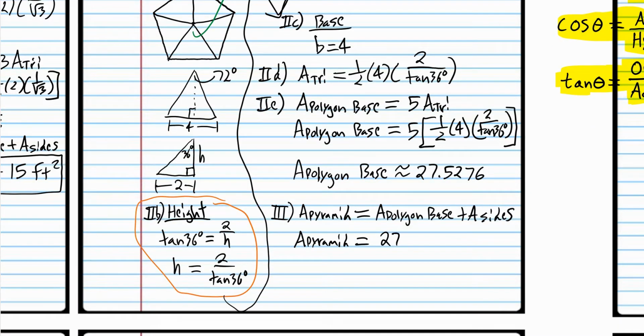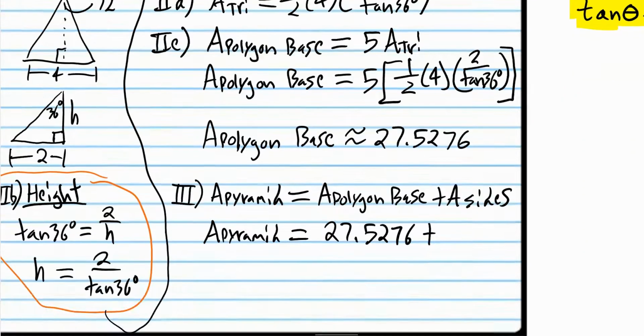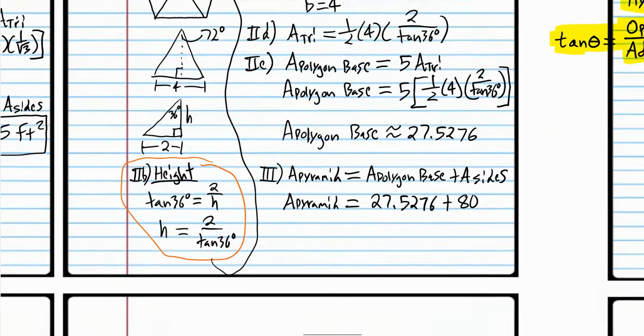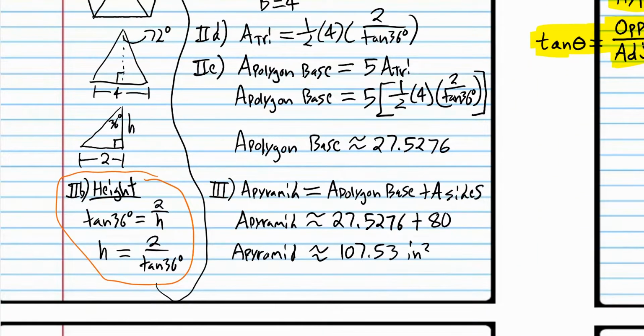And that was 27.5276 plus the area of the sides, which was 80. And if you add that up, that's pretty easy. You can probably do that in your head. By the way, that should be an approximately equal to sign. So that would be 107.5276. And we're going to round to the nearest hundredth, so that would just be 107.53. And the units are inches, so inches squared.